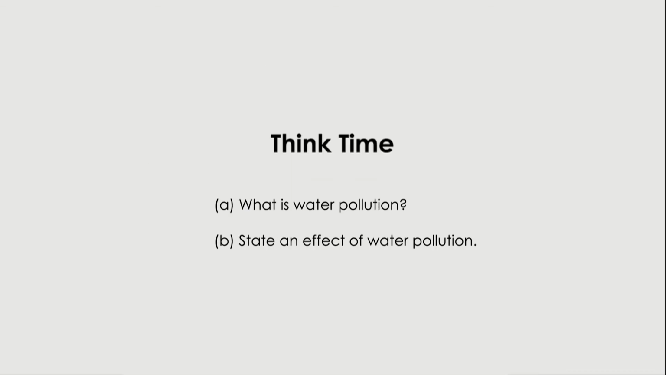So now let's have a think. What is water pollution? Water pollution is when clean water is contaminated by harmful substances. Part B would be to state an effect of water pollution. So what do you think water pollution actually does to the environment? Water pollution reduces the amount of clean water that's available, but also it kills aquatic organisms and it reduces the availability of food.